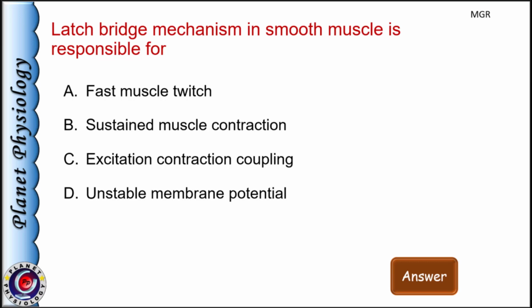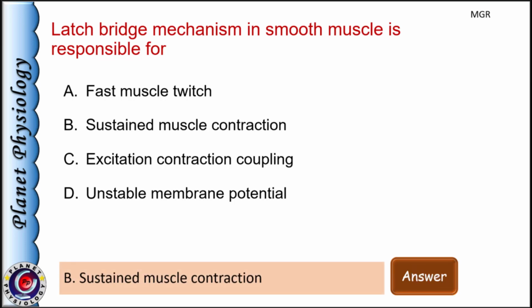In case of the latch mechanism, after the smooth muscles develop full contraction, enzymes are inhibited and hence the cross-bridge cycling rate decreases. This allows smooth muscles to maintain prolonged tonic contractions for a longer time with little use of energy. So the correct answer here is option B, sustained muscle contraction. Unstable membrane potential in smooth muscle is called basic electrical rhythm or slow waves.